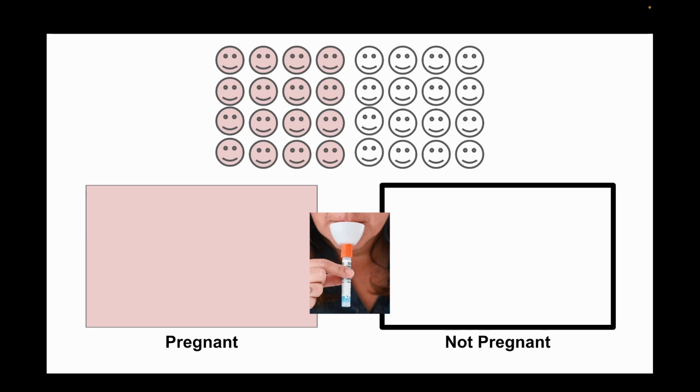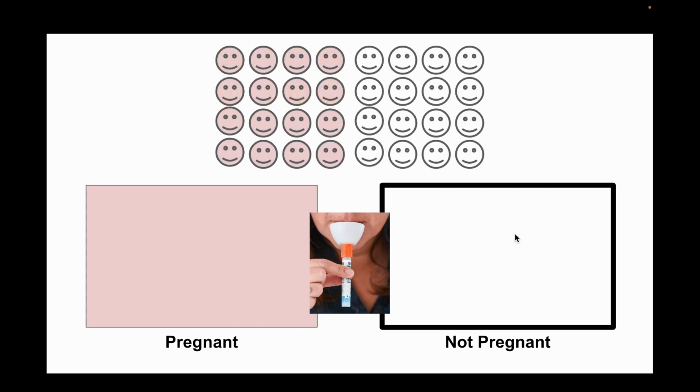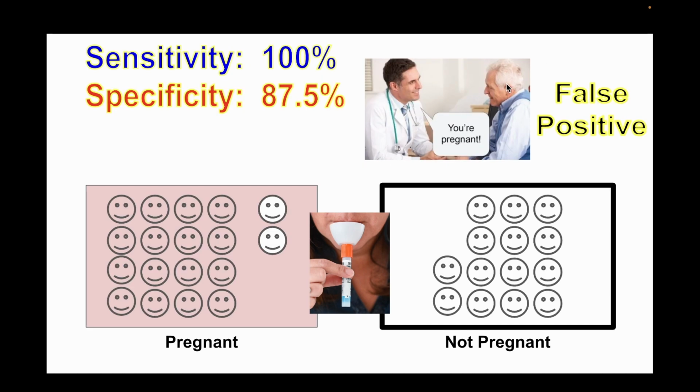Alright, now let's do this for both pregnant and non-pregnant women. This scenario would be the best test result, where all the pregnant women are in the positive test category and all the non-pregnant women are in the negative test category. Okay, what about another? Let's talk about this. A sensitivity of 100% means that 100% of pregnant women were told they were pregnant. A specificity of 87.5% means that 87.5% of non-pregnant women were told they were not pregnant. In other words, 12.5% of non-pregnant women were incorrectly told they were pregnant.